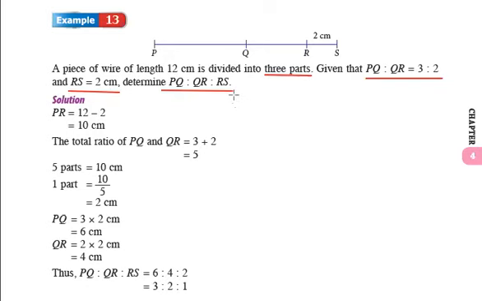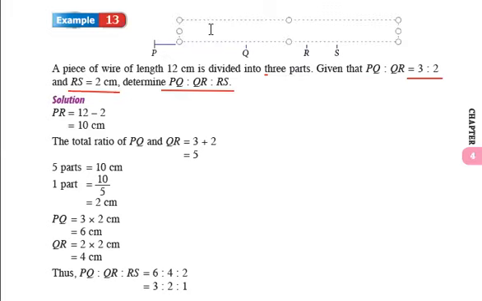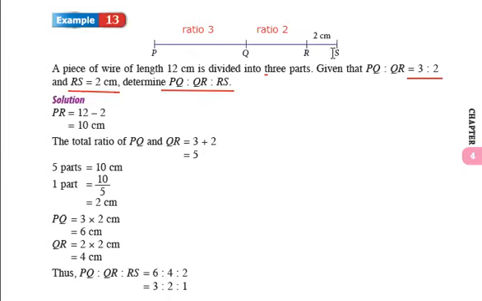Okay, how am I going to do it? If I look at my information, here I got the ratio 3, isn't it? Here my ratio is 3, not 3 centimeter, it's only 3. And then here my ratio is 2. So how about here? Do I have any ratio here? No, I don't know what the ratio is here.